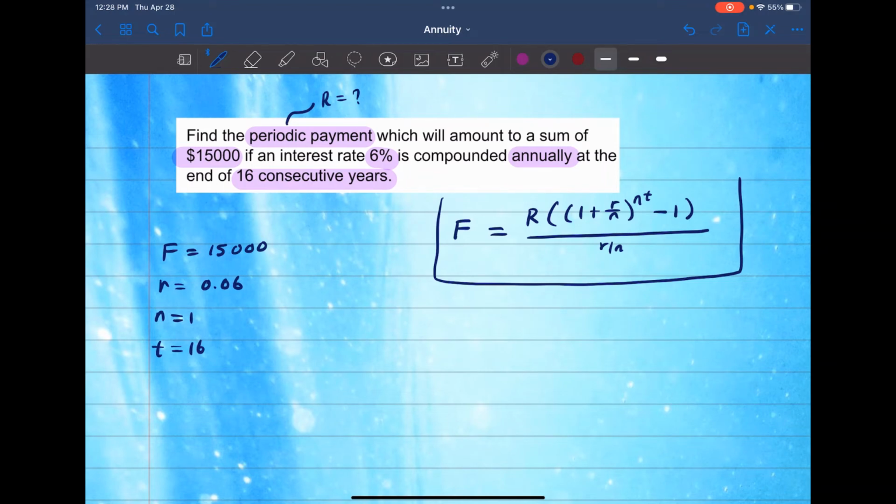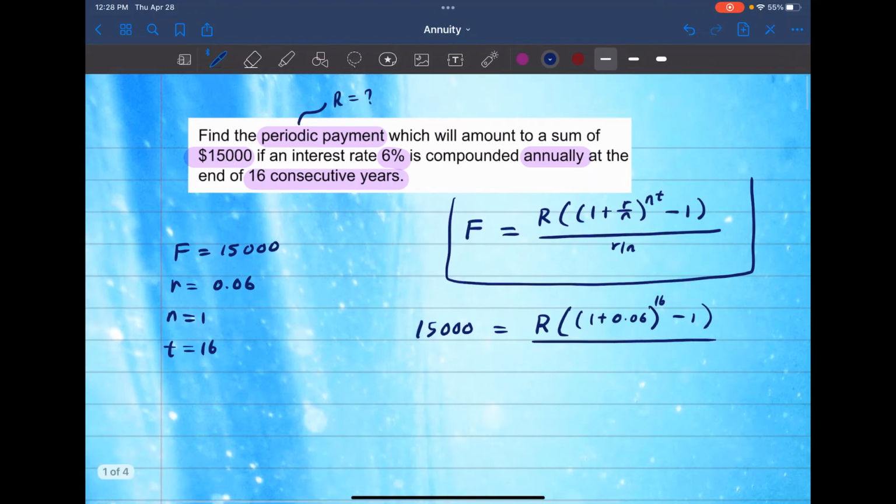So we have F is given, that is 15,000, is equal to R, we don't know, that's what we're looking for, times 1 plus r over n. So that's simply 0.06 over 1. We don't need to write that. To the power n times t, that will be 16 times t, minus 1 all over r over n, that's 0.06 over 1. Now you just cross multiply and manipulate this algebraic formula to isolate this variable right here. That's the variable we want to solve.